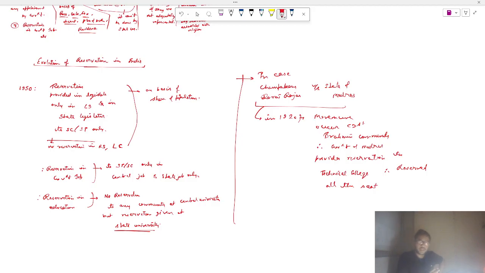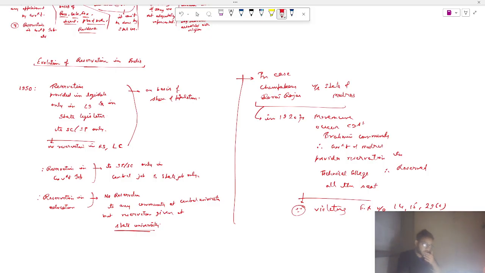In Champakam Dorairajan, the petitioner says that this is violating fundamental rights under Article 14, 15, 29. Article 14 I have discussed earlier, and Article 15 we have also discussed. Because this is violating Article 14, the right to equality in the institution, it is also violating Article 15, and it is also violating Article 29.